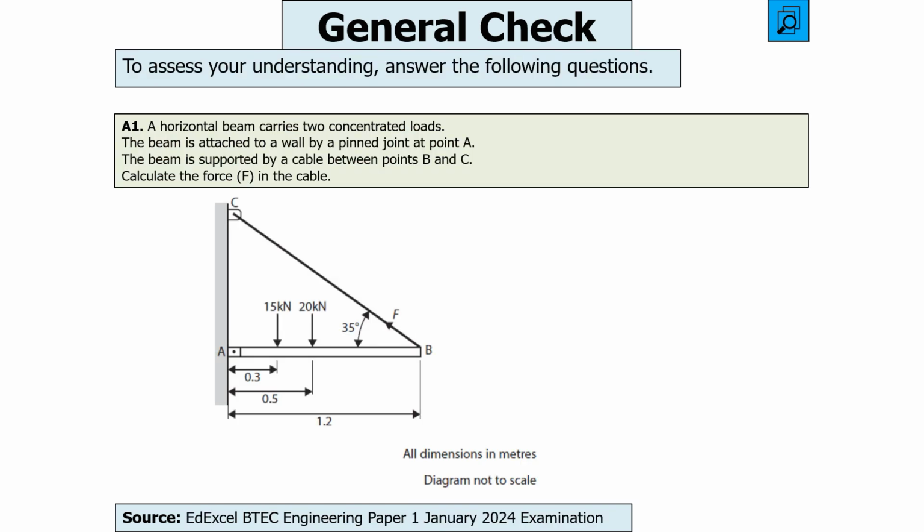The next question says, a horizontal beam carries two concentrated loads. The beam is attached to a wall by a pin joint at point A. The beam is supported by a cable between points B and C. Calculate the force F in the cable. So, pause the video now, then unpause the video when you want to go through your answer.